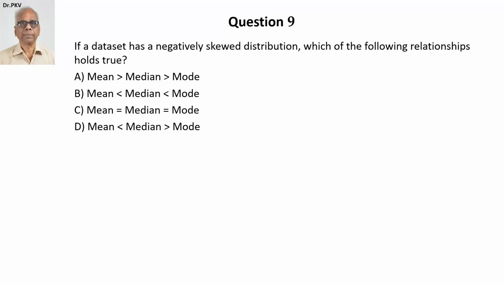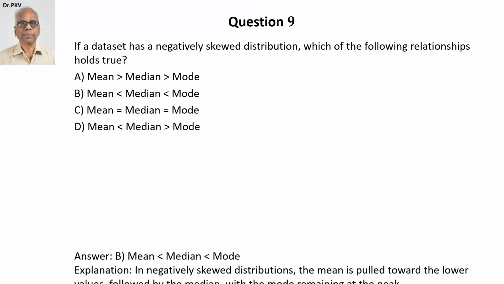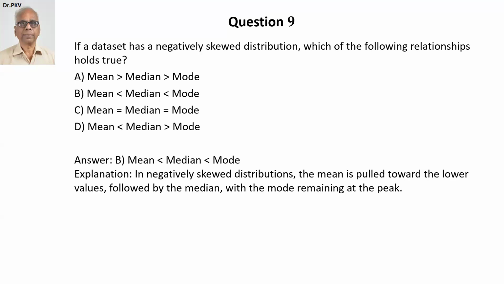Okay, let me give the answer. The answer is B. Mean less than median, less than mode. In a negatively skewed distribution, the mean is pulled toward the lower values, followed by the median, with the mode remaining at the peak. Therefore, choice B is the right one.